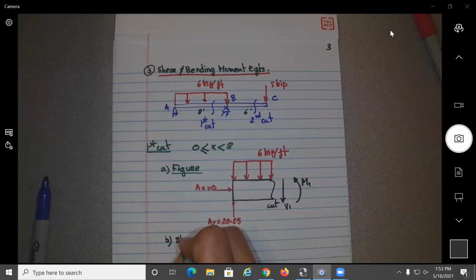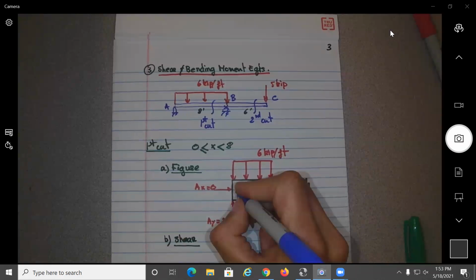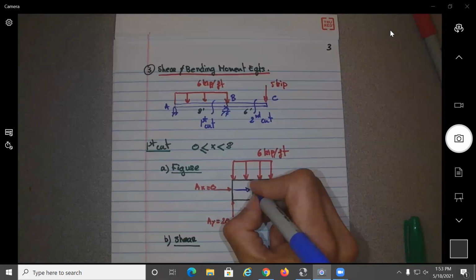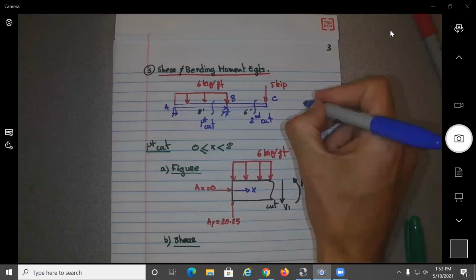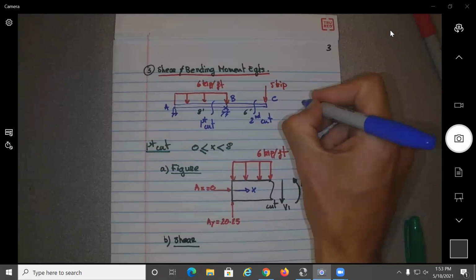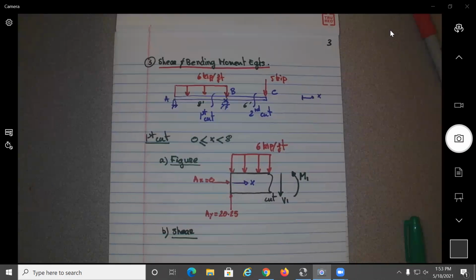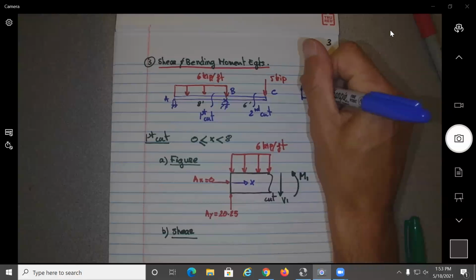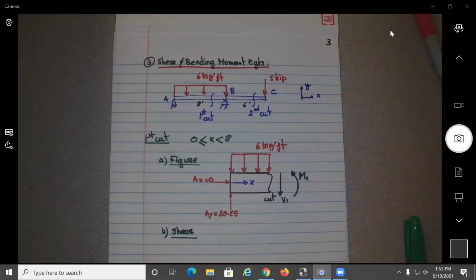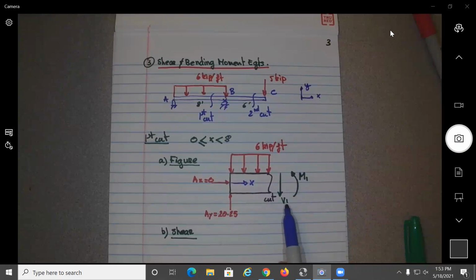let's find the shear equation. So for that, I need to specify one thing. Here, we said this will be X. So if you want, this is X. Okay, coordinate system X along the length of the beam. And let's say this will be Y, if you want to be specific, okay? So the shear force, is it on the X or Y direction? It's on the Y direction, okay?